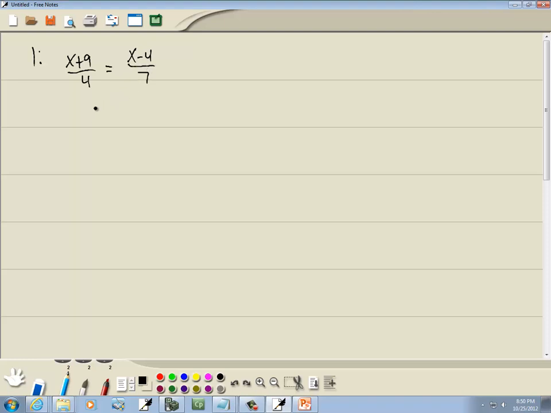Now specifically, this is a proportion. A proportion is when you've got a single fraction equal to a single fraction. That's what the form looks like. Here we've got a single fraction equal to a single fraction. To solve a proportion, you can do something called cross multiplying.